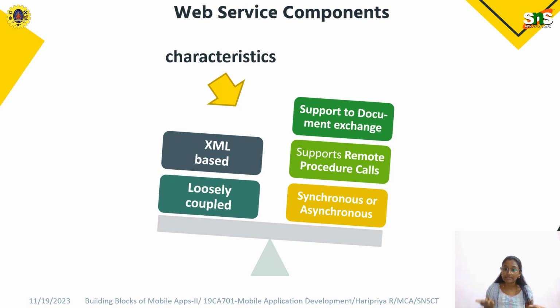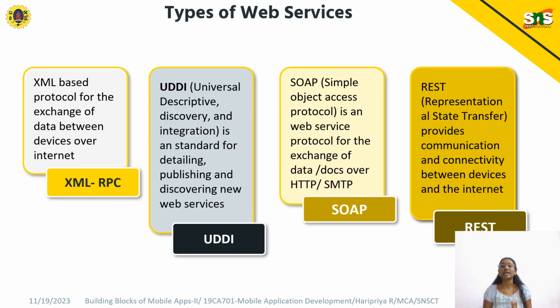These are the balancing characteristics we have on the web service side. And next, what are the types we have on the database: that is XML, and second, UDDI, SOAP and REST. These are the four we will be working on in Android mobile phones.